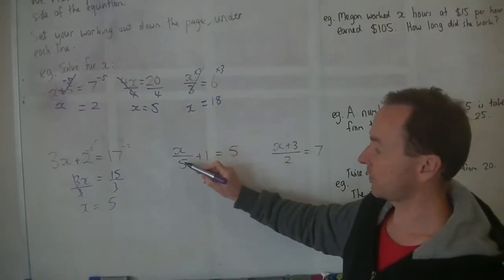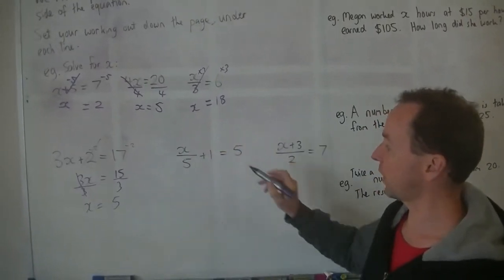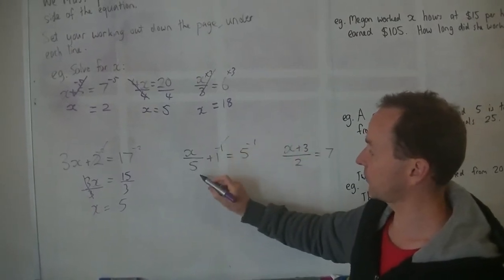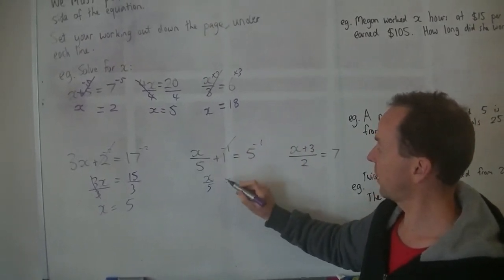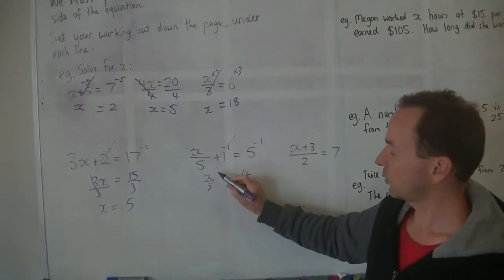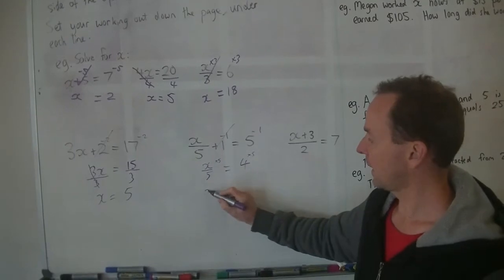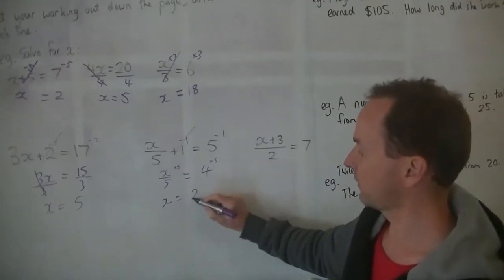So here we've got x divided by 5 plus 1 is equal to 5. So we're going to get rid of plus 1 by minusing 1 to both sides. They cancel. X divided by 5 is equal to 4. Times both sides by 5. I'll just put the working out in. And we get x equals 4 times 5, which is 20.